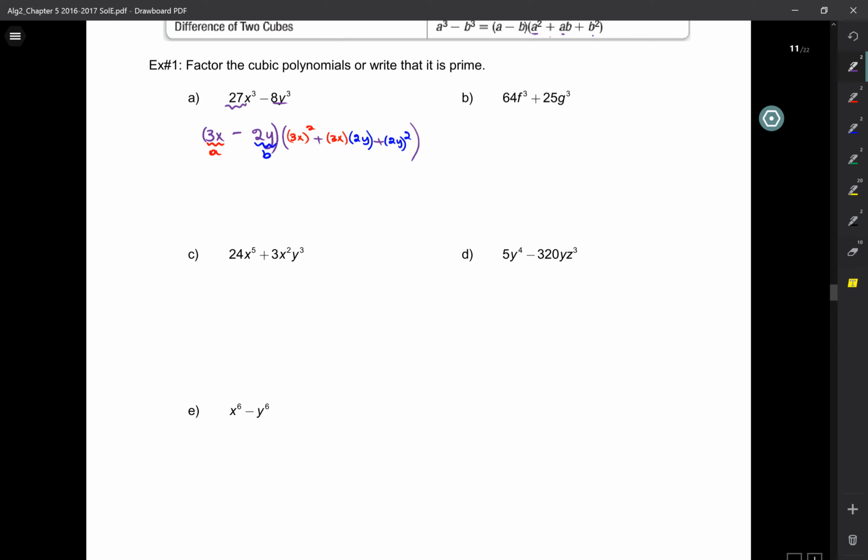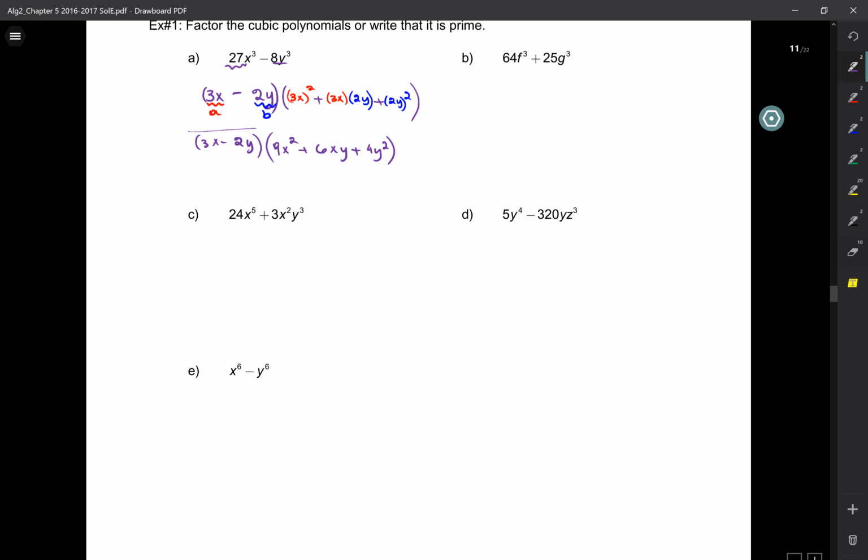All right? Right. So now let's write this over. 3x minus 2y times. What's 3x quantity squared? 9x squared plus 6xy plus 2y quantity squared gives us 4y squared. Okay? And there we have it. That's the factored form. All right?